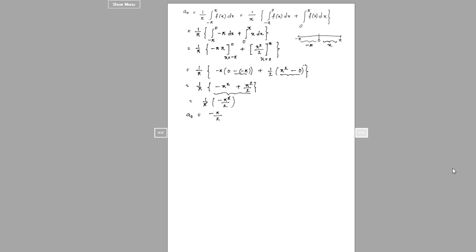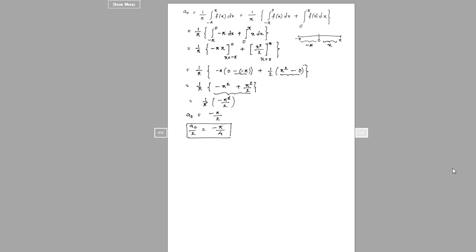This is what a naught. What I required in the star is a naught by 2. So divide on both sides by 2, we get minus pi by, as I am dividing by 2 on both the sides, so it is 2 into 2, 4. This is what a naught by 2. This is the way of finding a naught.